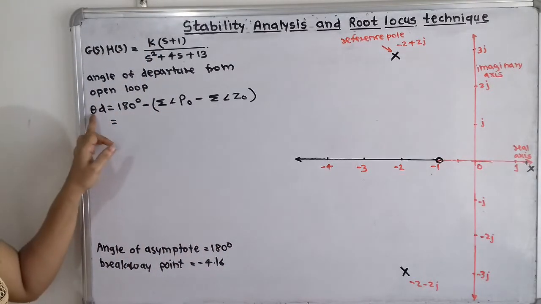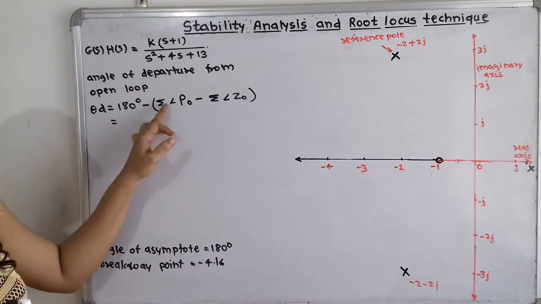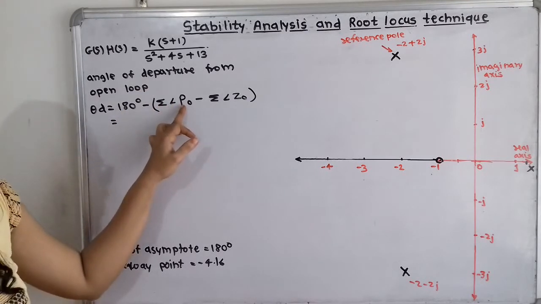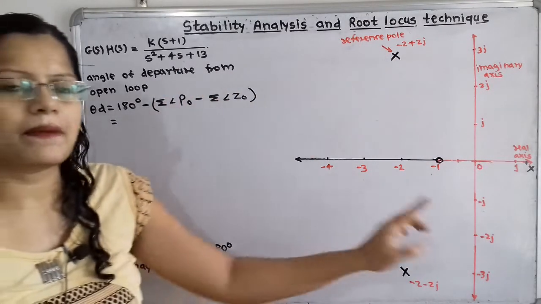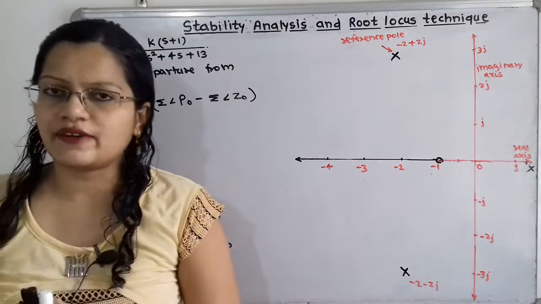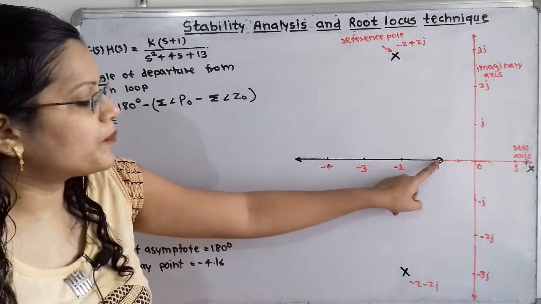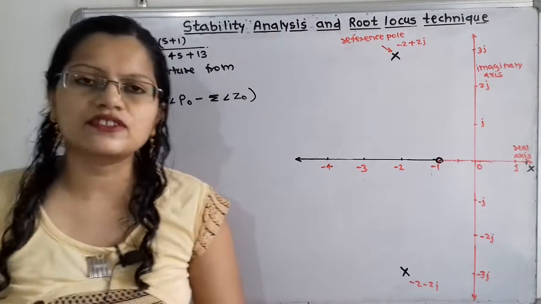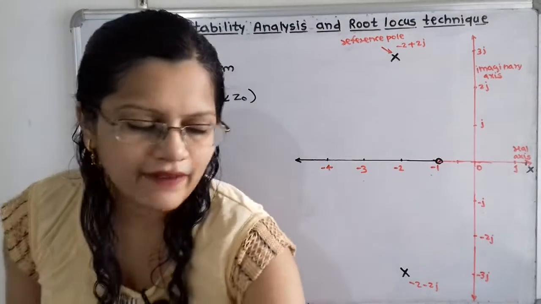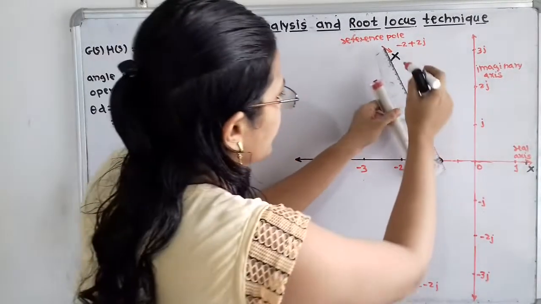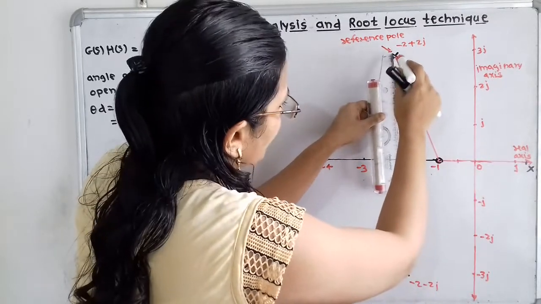The angle of departure theta d is equal to 180 degrees minus, in the bracket, the summation of angles made by poles with respect to this reference pole, minus the summation of angles made by zeros with respect to this reference pole. So we will first join these open loop poles and zeros with this reference pole, and only then can we calculate the angles made by those lines. So I will join this zero to the pole, and I will also join these two poles.